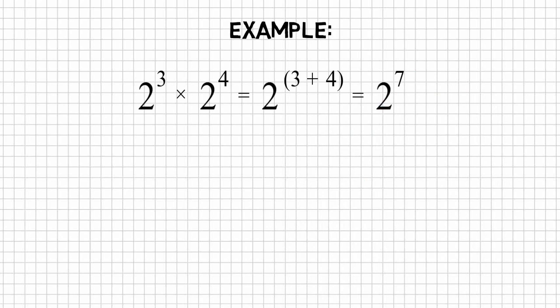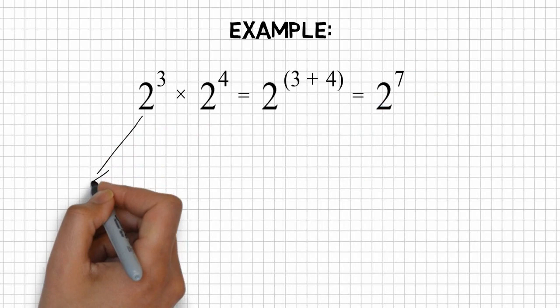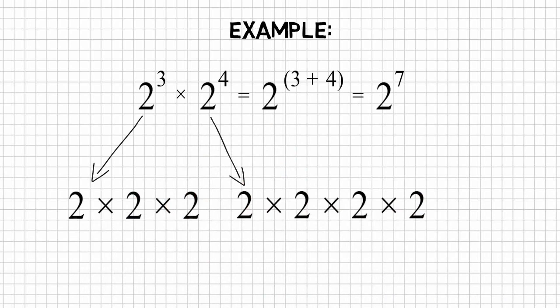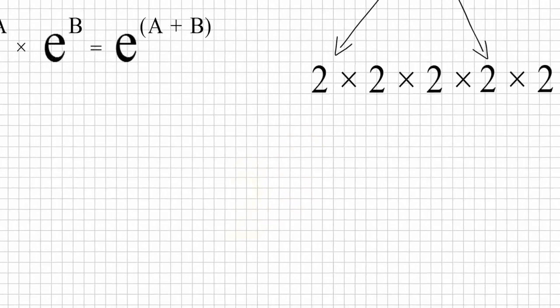Let's look at why this is true. 2 to the power 3 equals 2 times 2 times 2. 2 to the power 4 equals 2 times 2 times 2 times 2. If I write this out in full, to multiply the two numbers together, I simply do 2 times 2 times 2 times 2 times 2 times 2 times 2. If I count up all the 2's, you can see why this is the same as writing 2 to the power 7. Now the 2 could be any number, Euler's number for example.